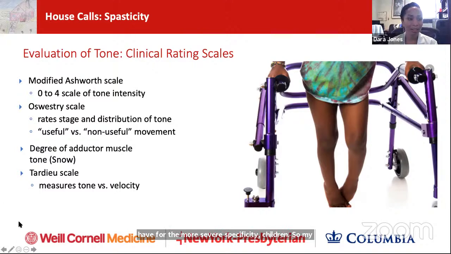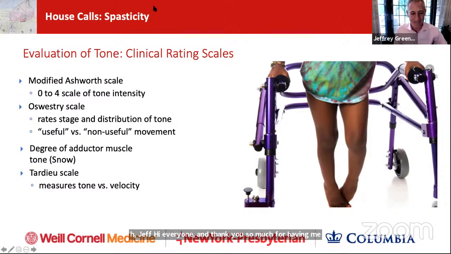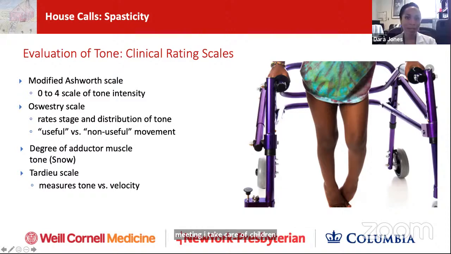Hi, everyone, and thank you so much for having me on today. As you mentioned, I'm a pediatric physiatrist, meaning I take care of children who have a congenital or later onset of some form of musculoskeletal or neuromuscular condition that requires ongoing rehabilitation. The majority of my practice is centered around cerebral palsy and the like.